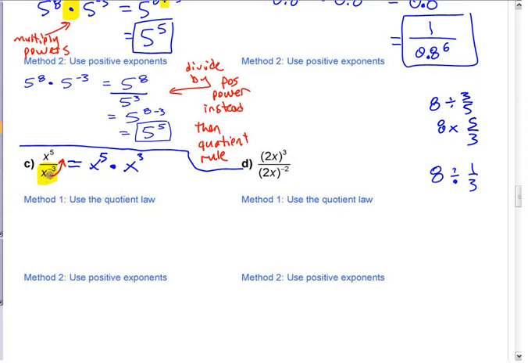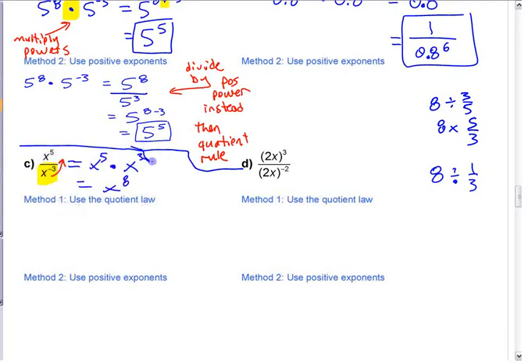If you have a negative power on the bottom of the fraction, you can put it up on top. If you have a negative power on the top of a fraction, you can put it down on the bottom, as long as you change the sign of the exponent. Because then if you say x to the 5th times x to the 3rd, it's just x to the 8th. So that would actually be method 2 here.